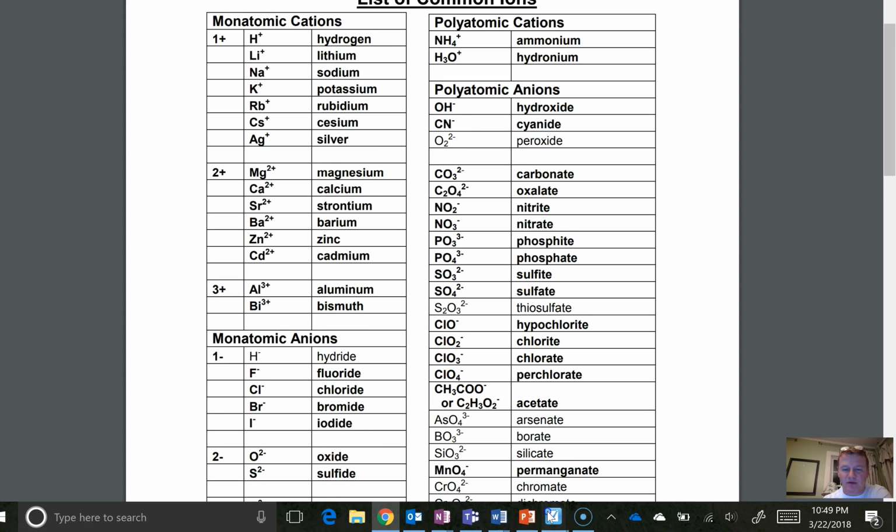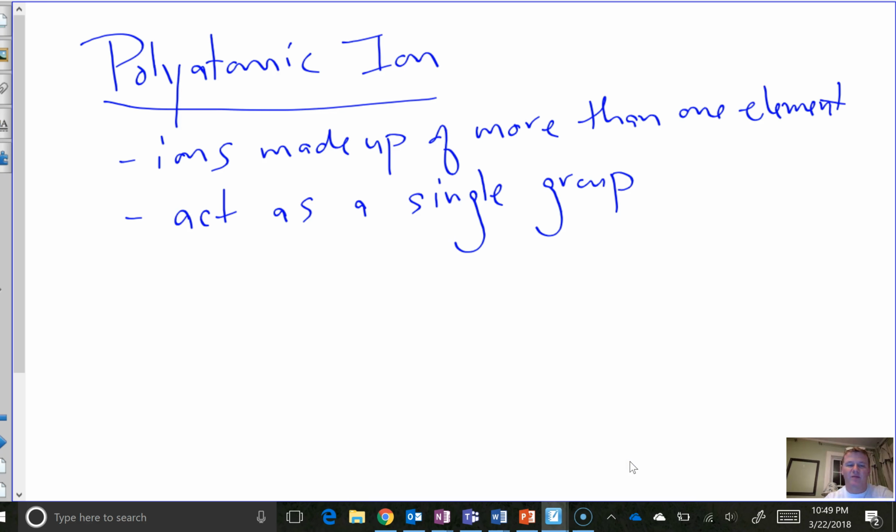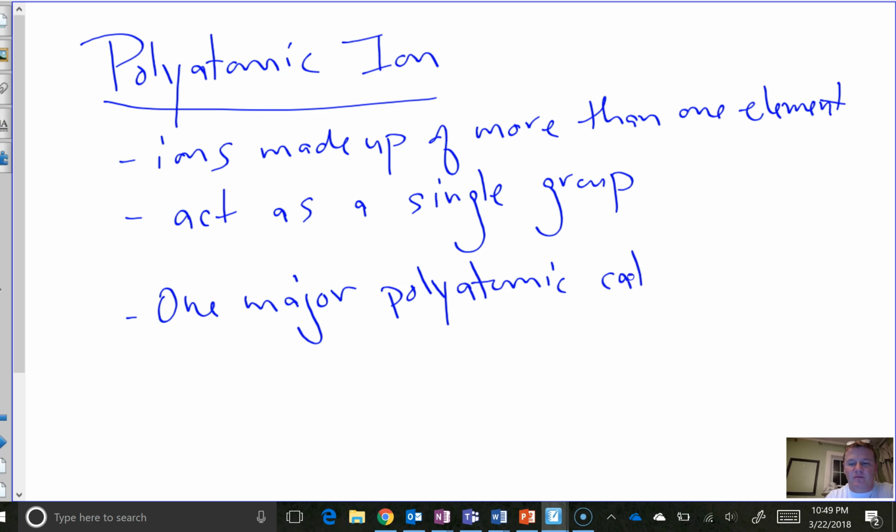Alright, so back to our notes. Let me back up and say that there is really one major polyatomic cation that we mentioned there, and that is ammonium, which is NH4 with a positive 1 charge.